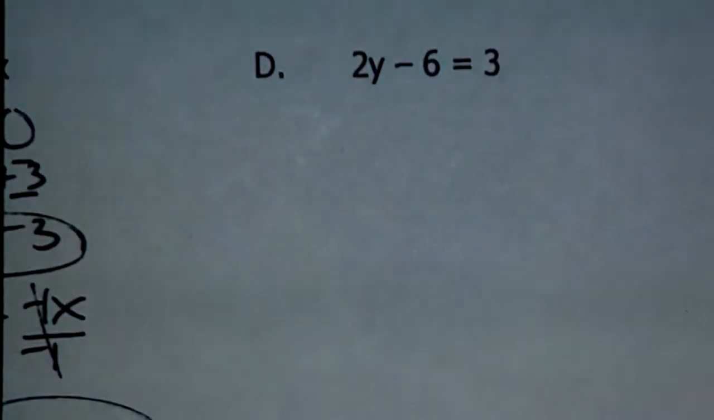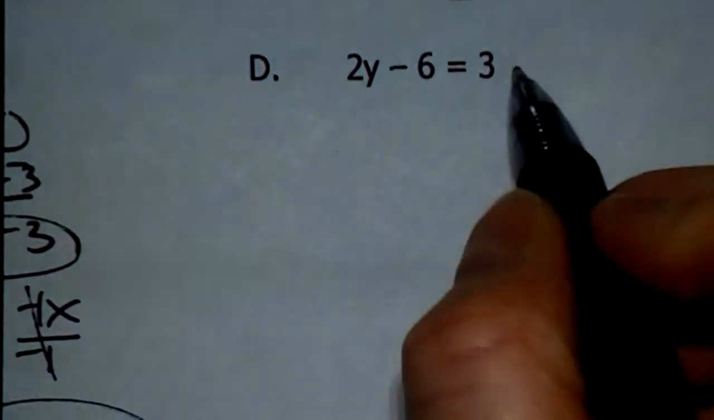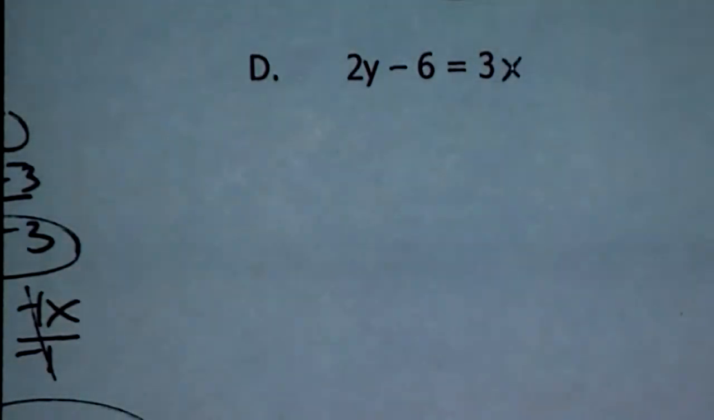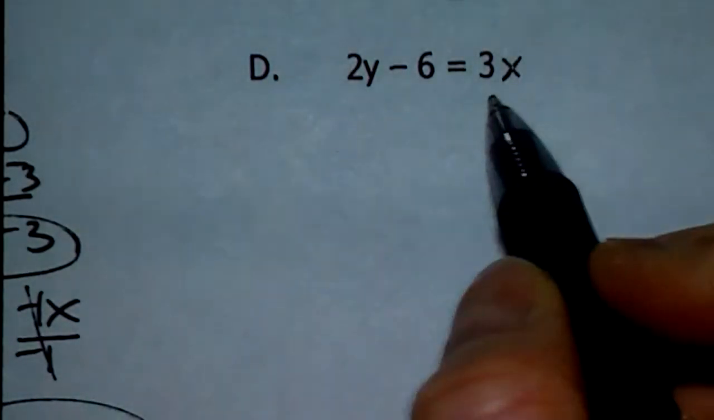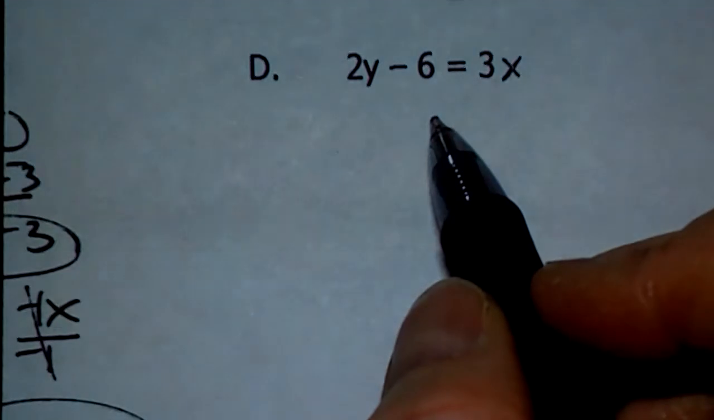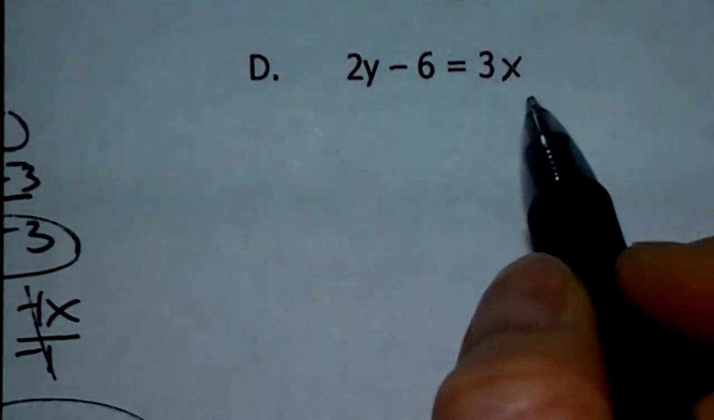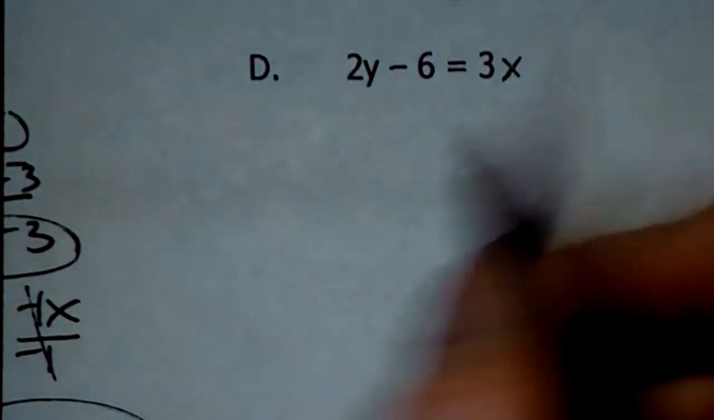Alright, one last one here. I have 2y equals 6 minus 3. I'm thinking I meant to put an x there. It'll be on your paper later, don't worry. Okay, so if you want to, we can rearrange this and find the y-intercept that way. Or we could just plug in 0 for x to find the y-intercept.